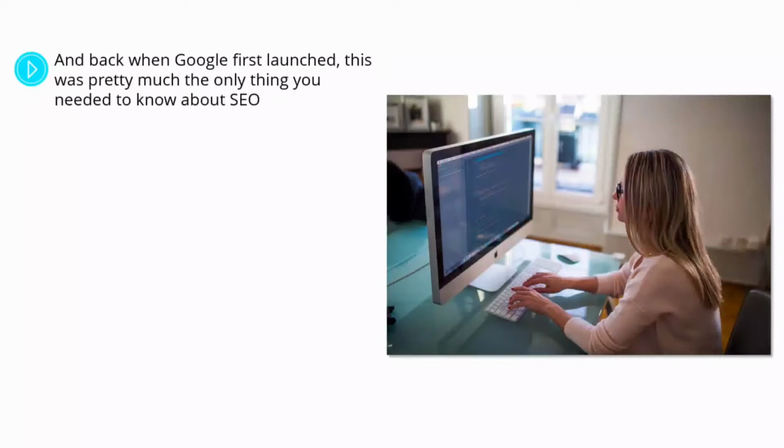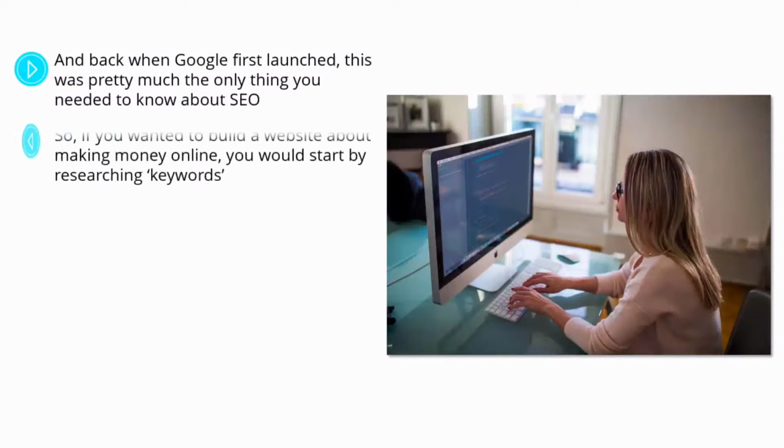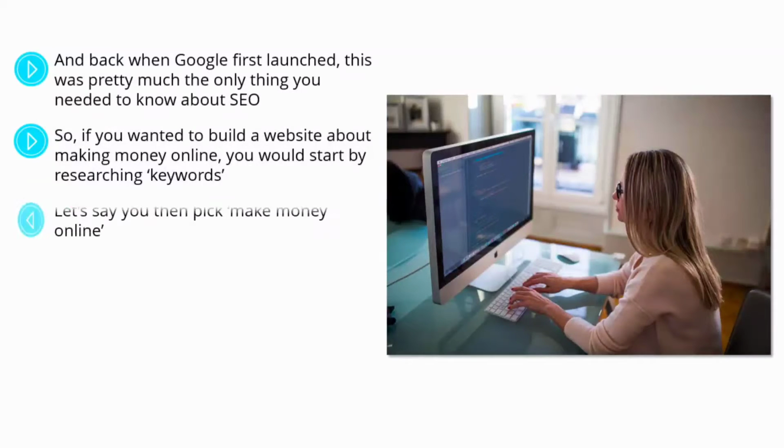To get to the top of Google, you just needed lots of content that would use the same keywords over and over again. And you needed to get lots and lots of links pointing to your site, ideally from relevant sources. So, if you wanted to build a website about making money online, you would start by researching keywords. That would mean using Google's keyword tool in order to see which queries related to your topic were the most popular among users. In other words, which phrases get searched for the most. Let's say you then pick "make money online."